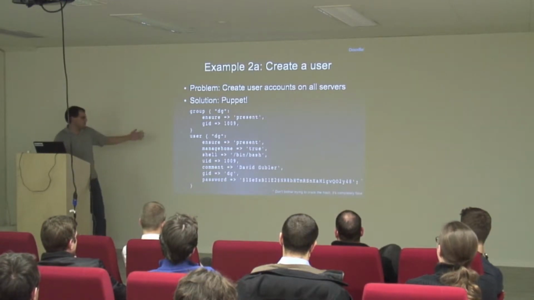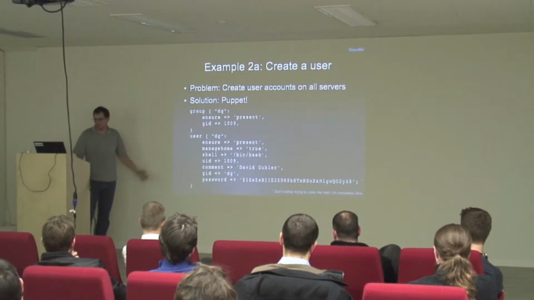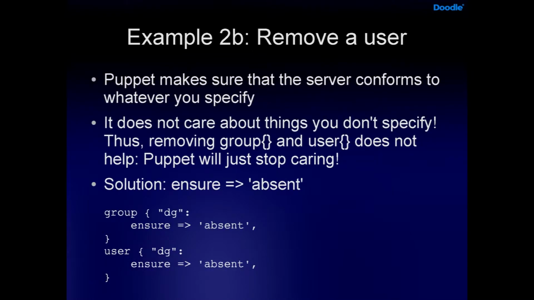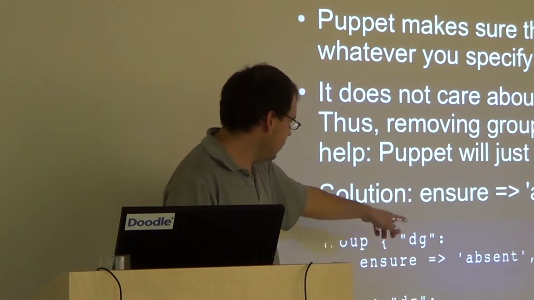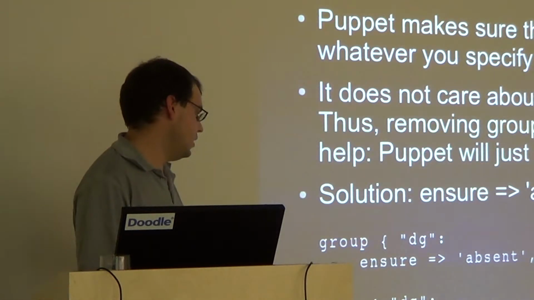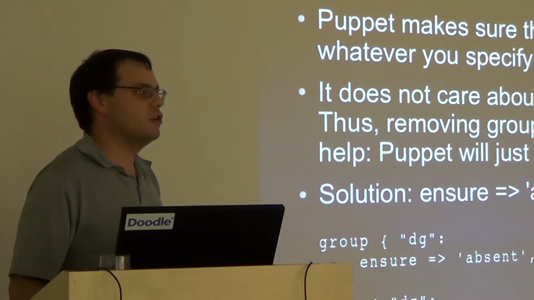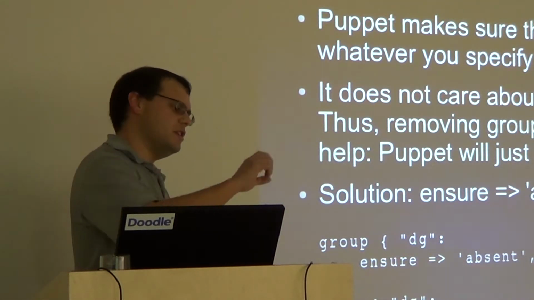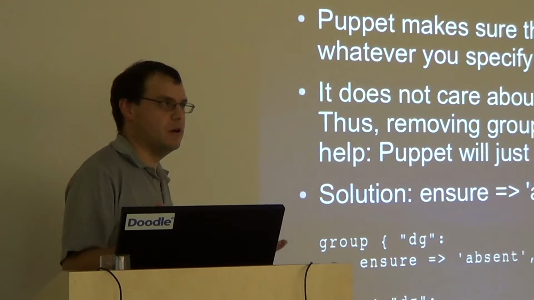Now, this is for setting up users. If you want to remove users, you might get the idea that you can simply remove these rules, but that doesn't work. Because Puppet only cares about what you specify. It doesn't care about what you don't specify. So if you just remove those rules, then Puppet will stop caring and will stop doing anything about this user. So in this case, the solution is to use this ensure parameter, which was present before and in this case should be absent, and then Puppet will ensure that this user is not present on your server. This is just to show that Puppet can control a very, very small part of your servers and will just leave the rest of your server alone if you don't want to touch it.